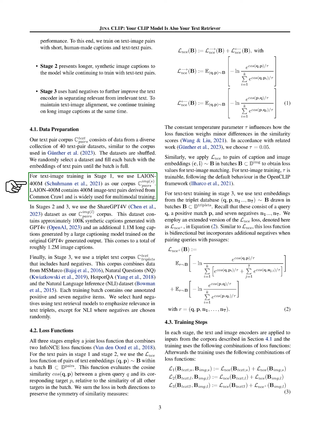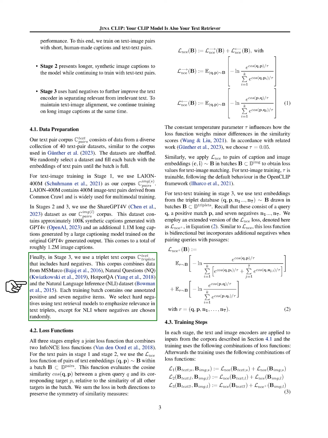For the first stage of training, we utilize the LAION400M corpus, denoted as C:(imgs_pairs), which contains 400 million image text pairs sourced from Common Crawl. In the subsequent stages, 2 and 3, we switch to using the shared GPT-4 dataset, C:(imgl_pairs), which consists of around 100K synthetic captions generated with GPT-4v and an additional 1.1 million long captions produced by a large captioning model trained on the original GPT-4v output, totaling approximately 1.2 million image captions.